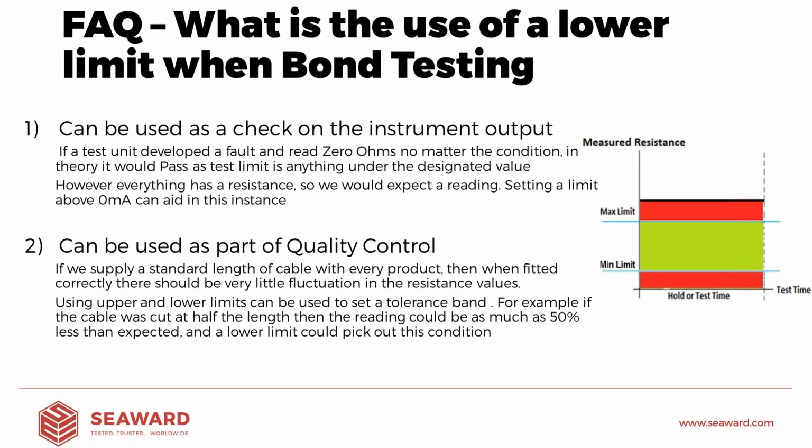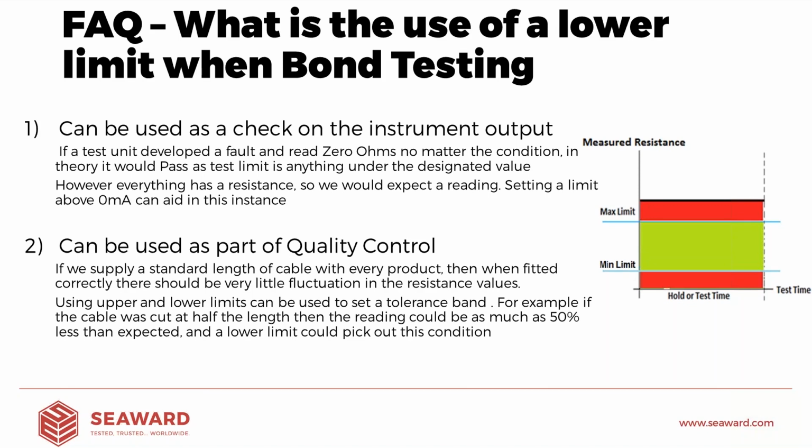So if we imagine we've got a piece of test equipment, and for whatever reason that test equipment develops a fault, and that fault is that it always reads 0 resistance. Well, we live in a real world, and 0 resistance is very, very difficult to achieve, particularly when we're measuring down in milliohms.